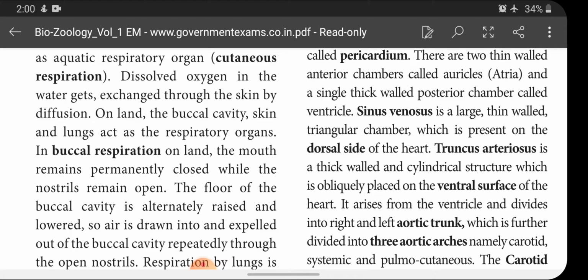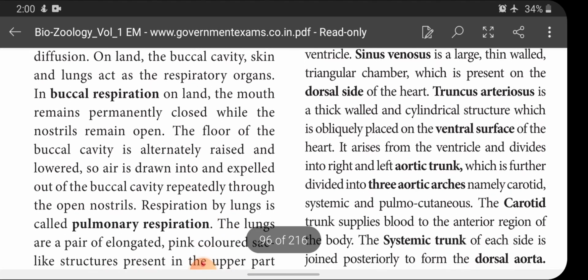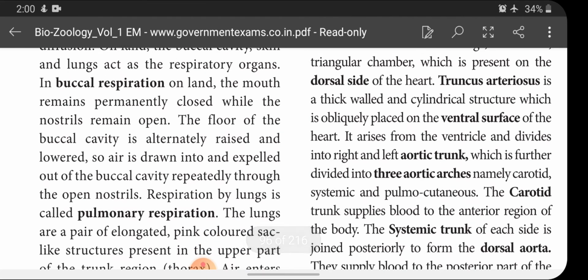When the frog is on the land, buccal cavity, skin and lungs, all the three act as a respiratory organ. In buccal respiration on land, the mouth remains permanently closed while the nostrils remain open. The floor of the buccal cavity is alternately raised and lowered, so air is drawn into and expelled out of the buccal cavity repeatedly through the open nostril.